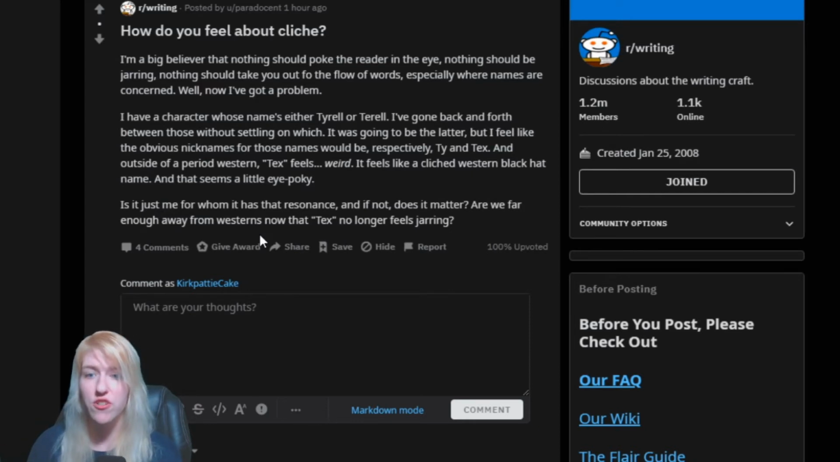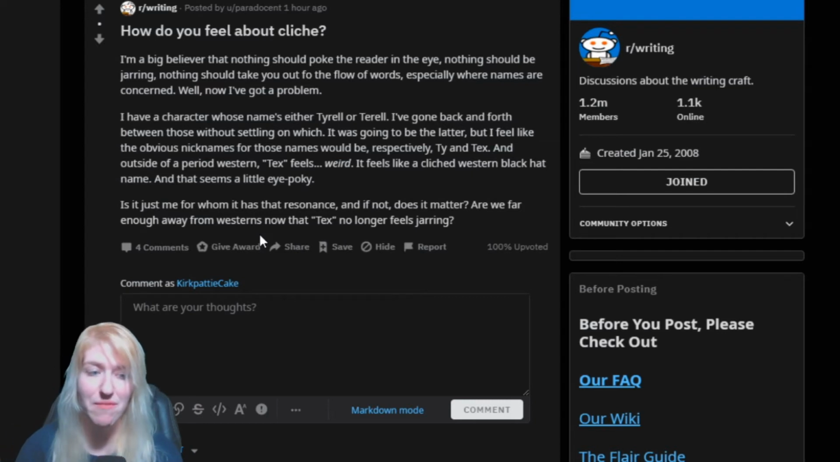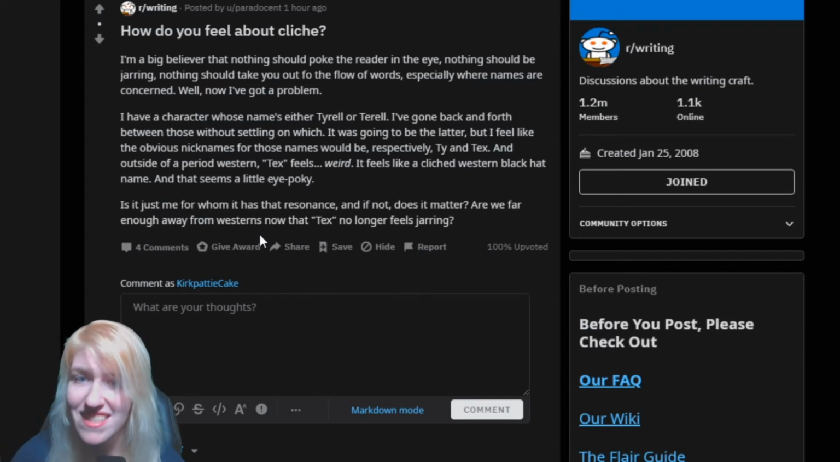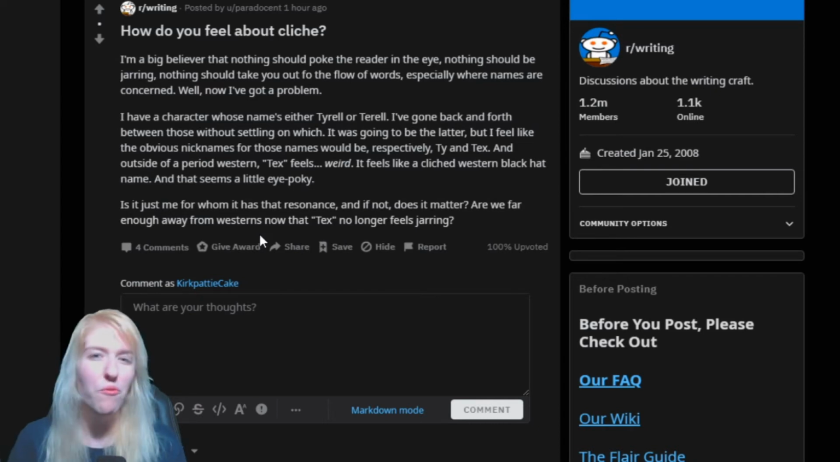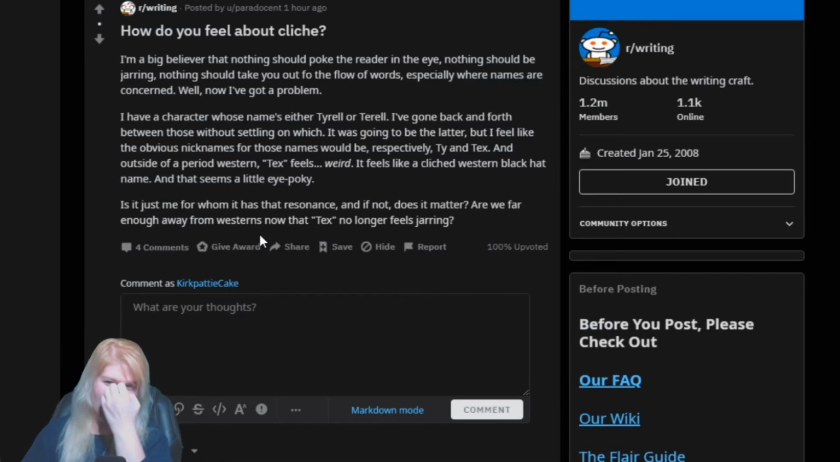Now, cliched characters, cliched stuff like this character being named Tex in a Western, it works if you make the system work. If you make it work in the system, and I have had so many instances where I'm watching a movie or playing a video game or reading a book, and it's just like a one for one of this sort of text thing, and you're like, oh my gosh, that's so straightforward and it's so obvious, but it's hilarious or it's so fitting, and it can work if you commit to it.